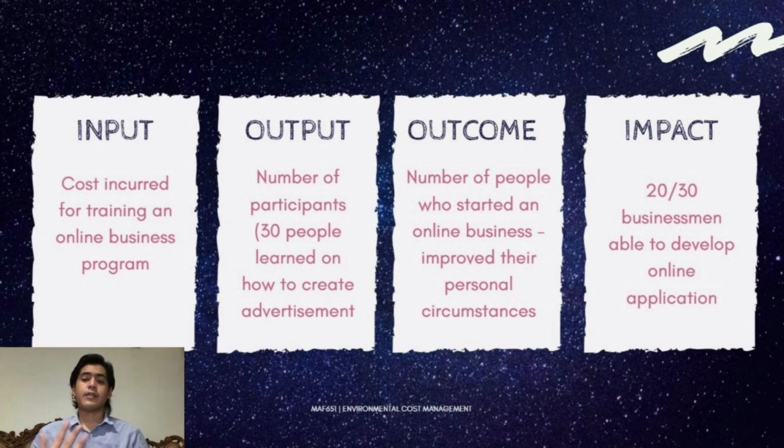To make it easier to understand what I said in my second slide, I'm going to give an example of an online business program and use these four main elements to describe it. The cost incurred to set up an online business program is considered as an input. For the output, it is the number of participants involved in the program. The third one is the outcome. Outcome is the number of people who started online businesses and utilized the knowledge they gained from the business program, which results in them improving their well-being.